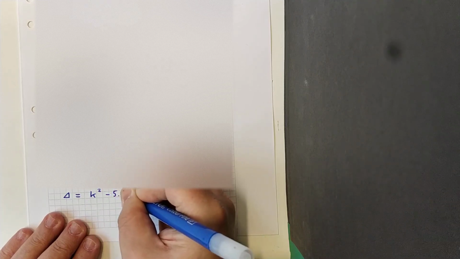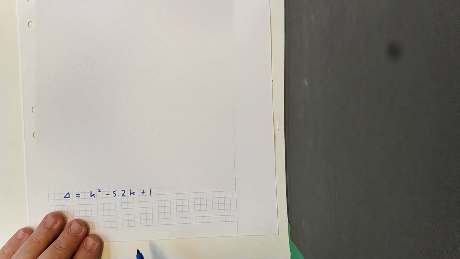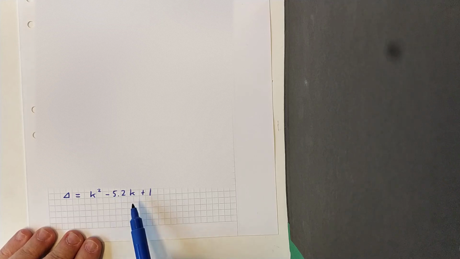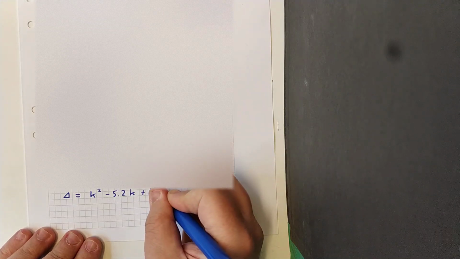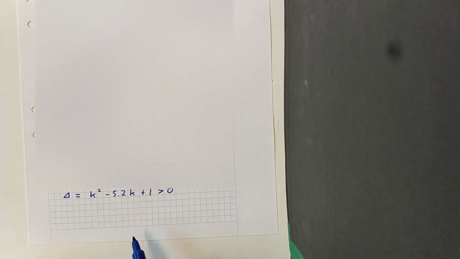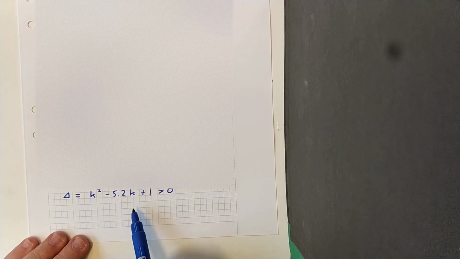And after a bit of rewriting, I'm skipping a few steps here, but we can get delta equals k squared minus 5.2k plus 1. So this is the discriminant in what I would say is the simplest form, and we want it to be greater than 0. So we have a new inequality with a quadratic using k as a variable.